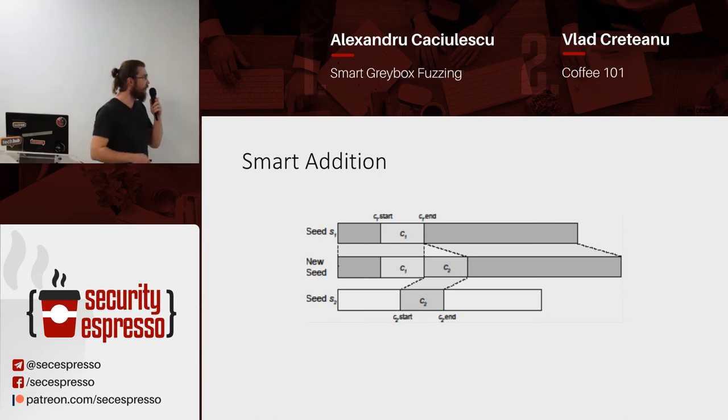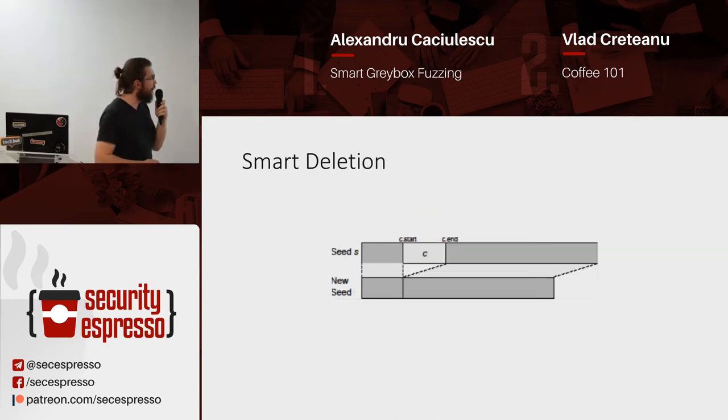So think about it like this. For example, for the smart insertion, we can take two previous seeds where we identify chunks C1 and C2. And basically, we can just take chunk C2 and insert it into the new seed while maintaining its validity. So this way, we insert a whole new chunk, but it's still valid from the point of the grammar. And it won't be rejected at the initial parsing phases, an issue that's commonly known with AFL.